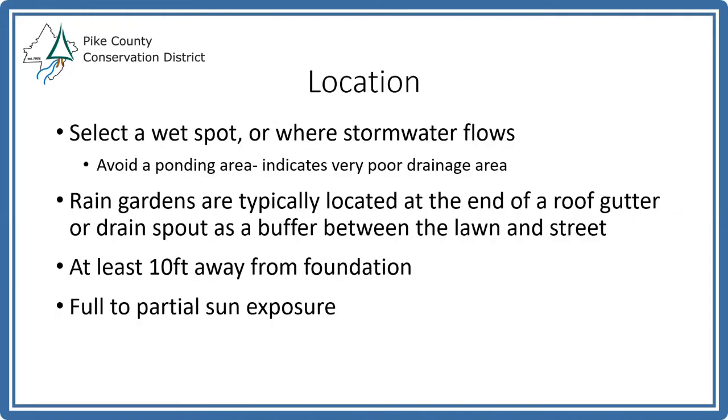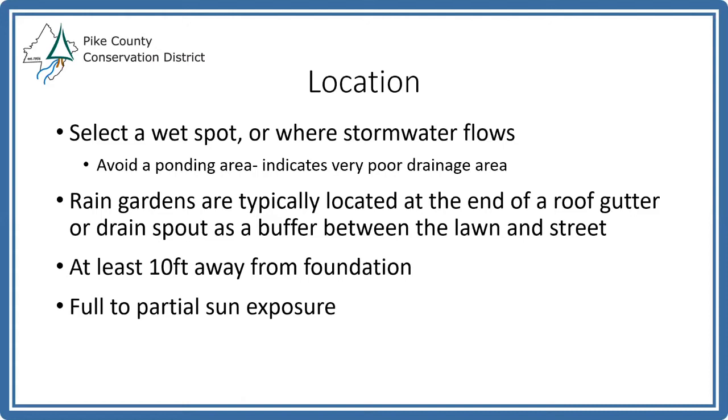So a very important part of creating a rain garden is picking the location of the garden. You want to select a spot in your yard that is often wet and where stormwater flows, but you don't want an area that ponds, because that indicates that the area has very poor drainage. So you want a spot that collects a lot of water but doesn't hold it after rain. That's not a great place for you to have your garden.